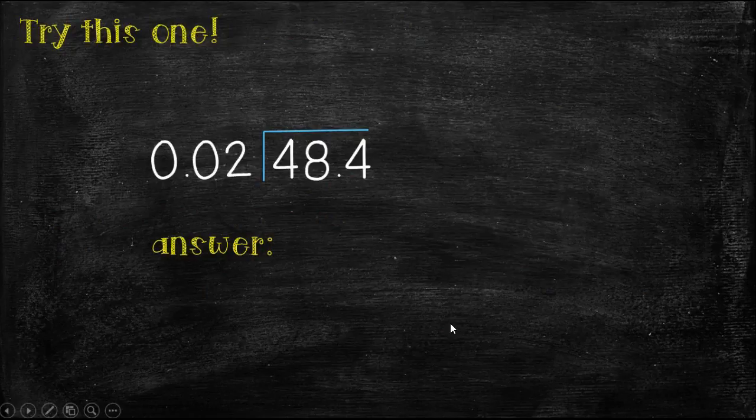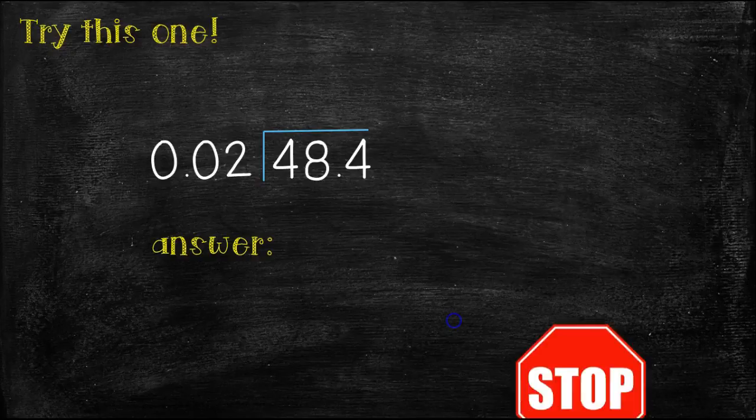I want you to go ahead and try this one now on your own. 48 and 4/10 divided by 2 hundredths. Try to do your very best to leapfrog and find the answer, and then come back and check and see if it's the same as mine.